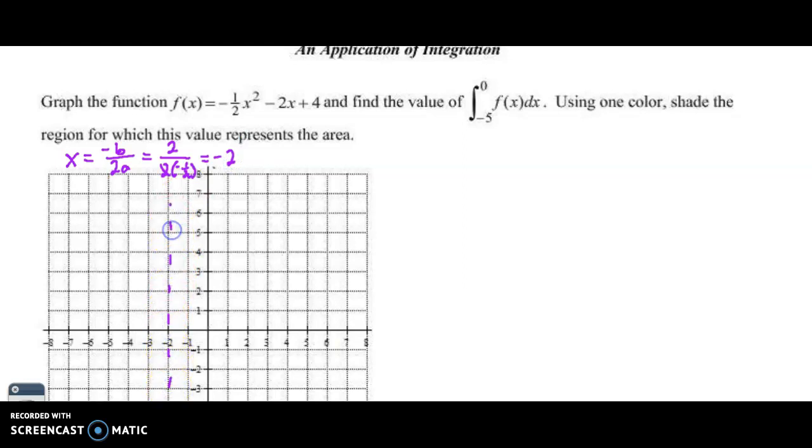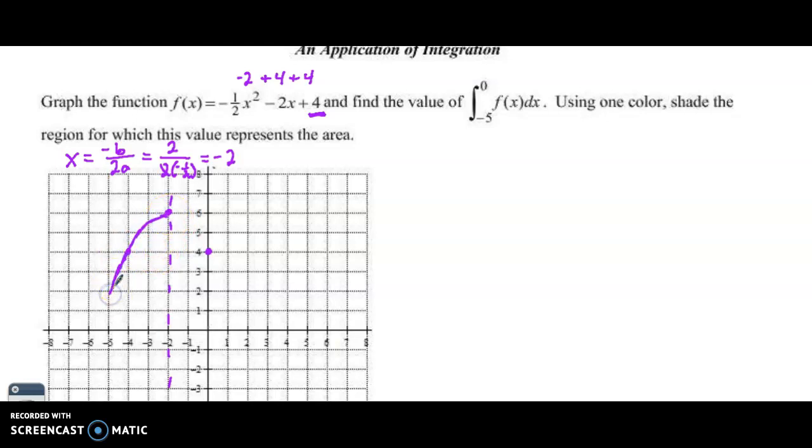And if I were to plug in negative 2 for all these x's, squared would be 4, negative 1/2 of 4 would be negative 2. Let's see, it would be plus 4, so it would be 8 minus 2 would be 6. And that's my vertex, and then it crosses the y-axis at y equals 4 if I plug 0 in for those x's. And then again, the axis of symmetry goes this way as well. So we have this curve.